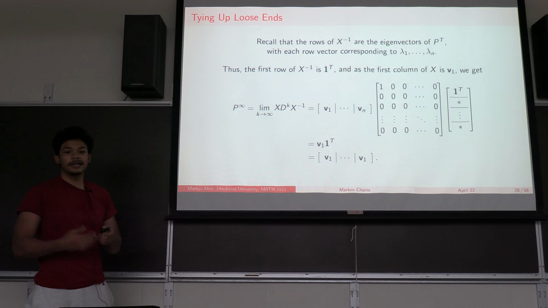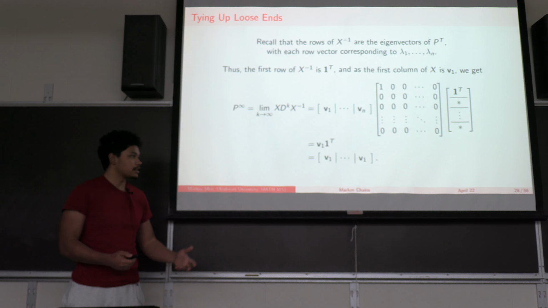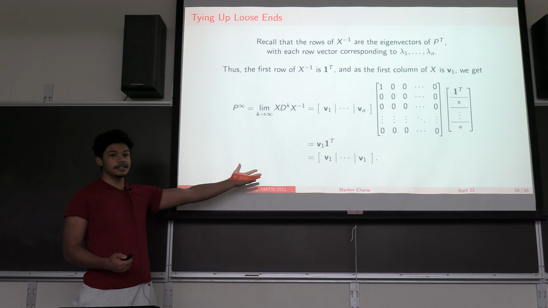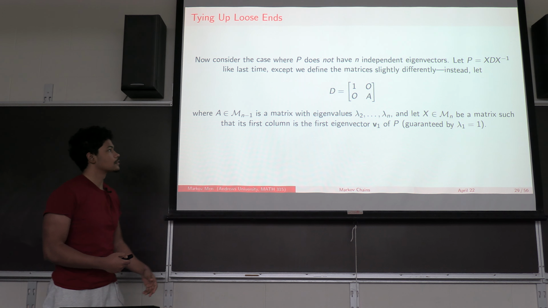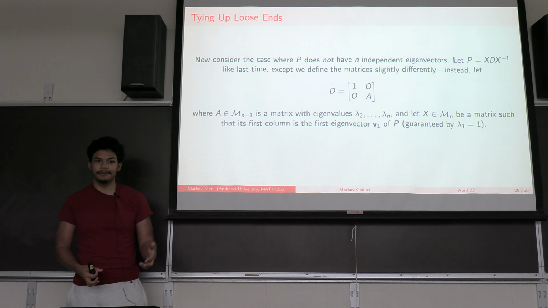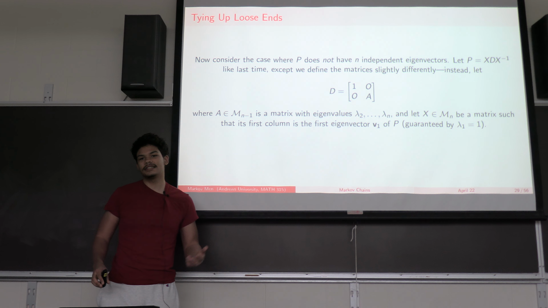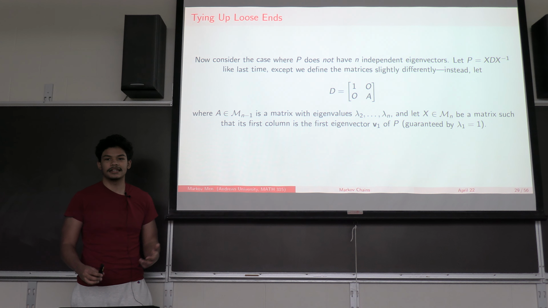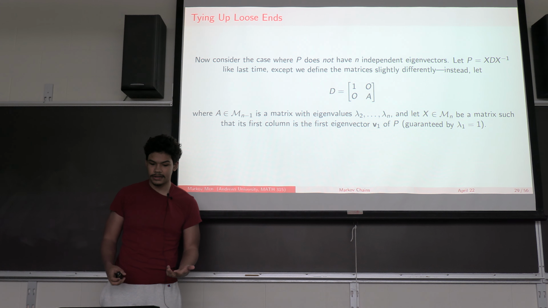So we see that for positive matrices with n independent eigenvectors, we're just fine. Diagonalization leads to this claim. However, we run into more of a problem if P doesn't have n independent eigenvectors, right? Because there are lots of square matrices that simply don't have a diagonalization because of this.